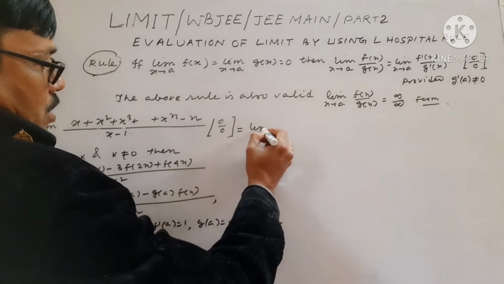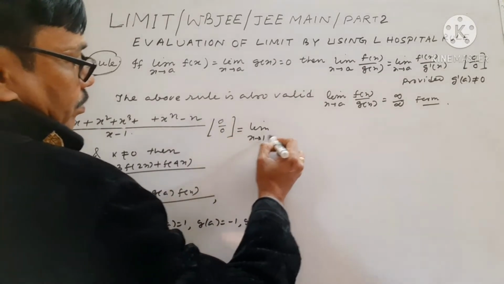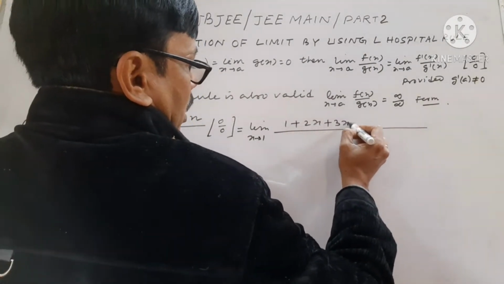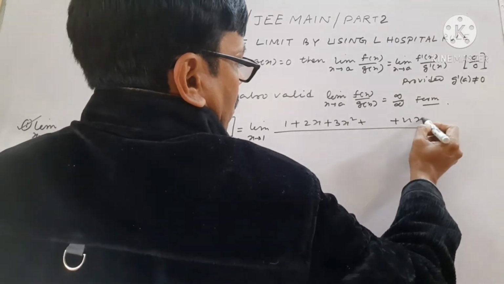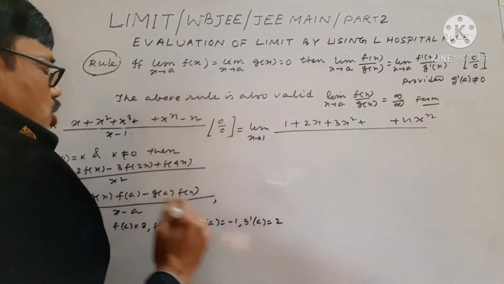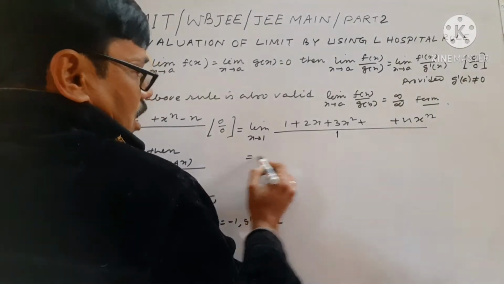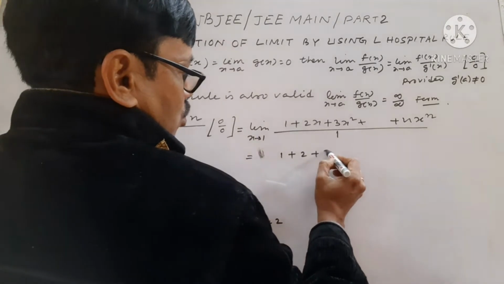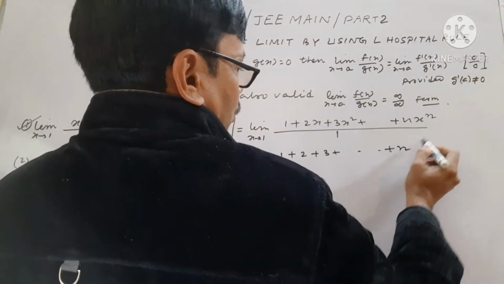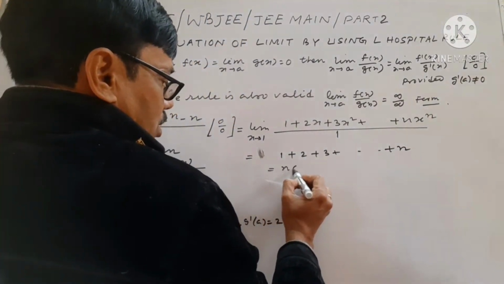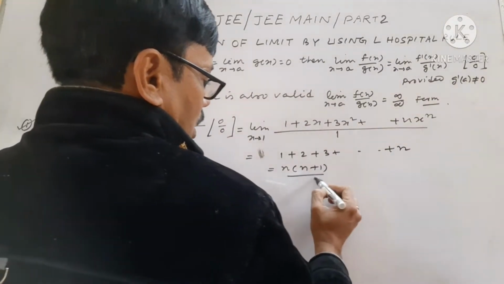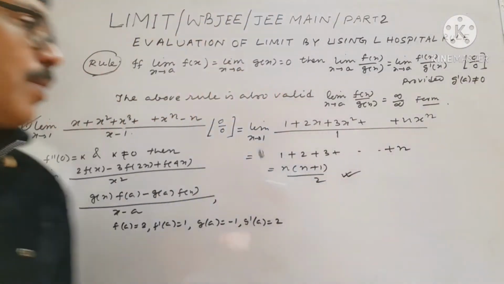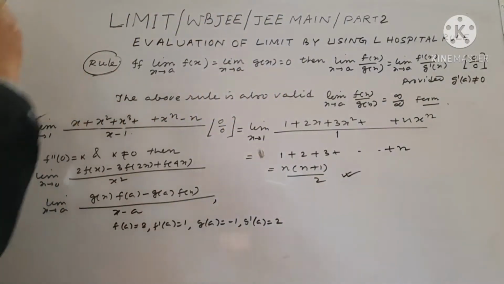So write limit x tends to 1 of 1 plus 2x plus 3x square up to n x to the power n minus 1. The derivative of n is 0, and the derivative of the denominator is 1. Now if we put x equals 1 directly, we get 1, 2, 3, up to n. It is defined and the value is n into (n plus 1) by 2. So it will take the least time if we use L'Hospital rule.